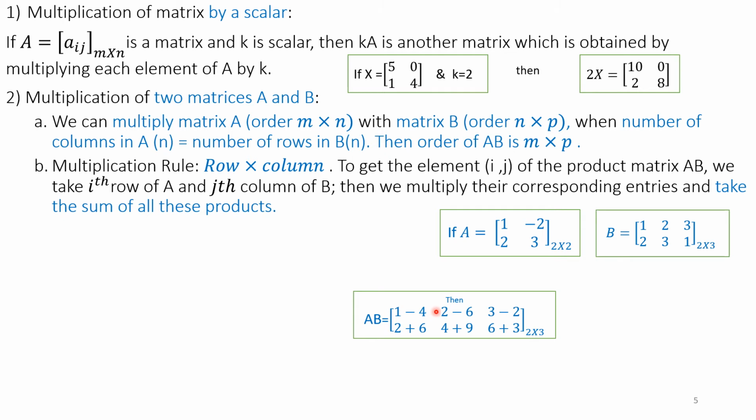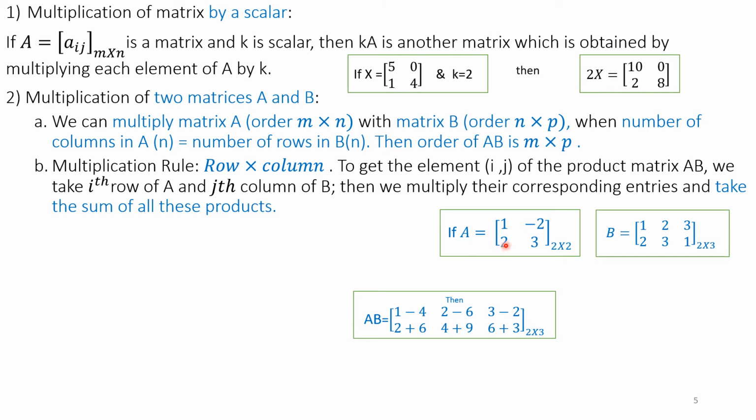Now let us take the first row and second column. That is 1 into 2 is 2 and minus 2 into 3 is minus 6. Here it is written. Now first row and last column. 1 into 3 is 3 and minus 2 into 1 is minus 2. Therefore, it is written here. So the first row of the resultant product is completed. Now we have to start with the second row.